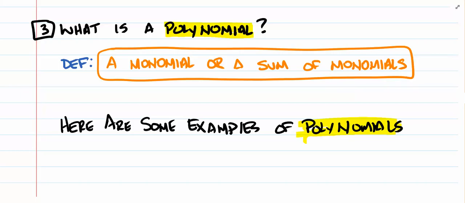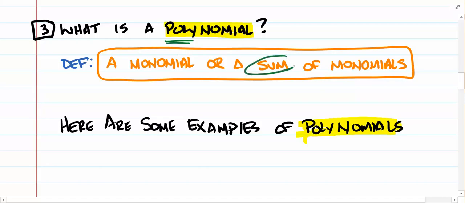Box number 3 is asking the question, what is a polynomial? Well, you may realize that the word poly means many. So if I have many nomials, this is saying that a polynomial is nothing more than a bunch of monomials put together, and that's exactly what the definition is. So when we use the word polynomial, we are referring to either a single monomial or the sum of other monomials.